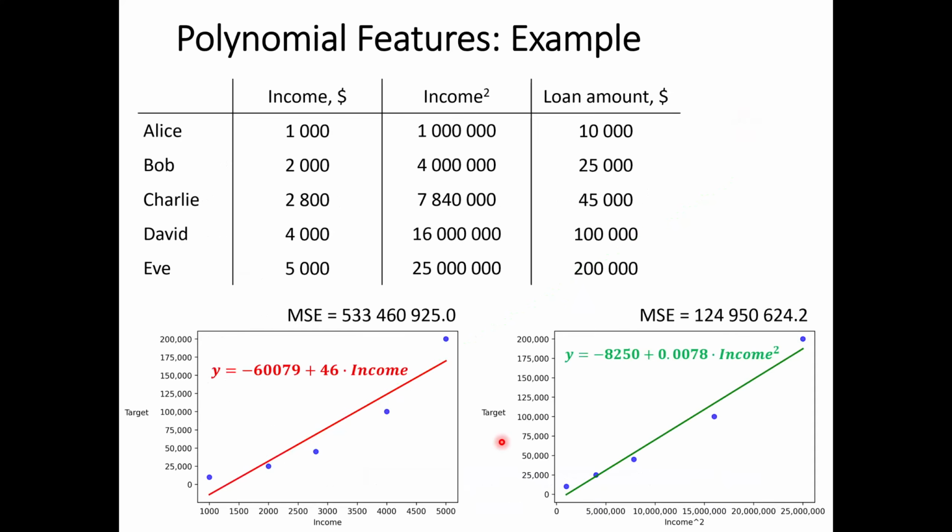Here both plots are shown together. Each plot displays a linear model, but on the left it is in the income feature space, and on the right it's in the income squared feature space. If we plot the second model, the one that depends on the income squared feature, in the income feature space, the model will take the shape of a parabola, that is, a quadratic curve.